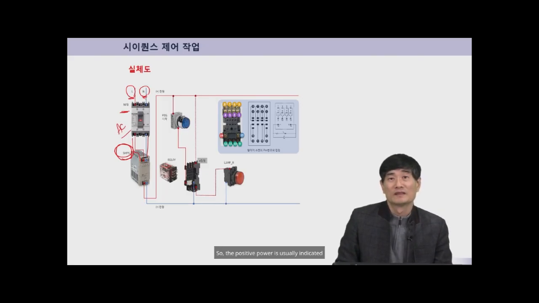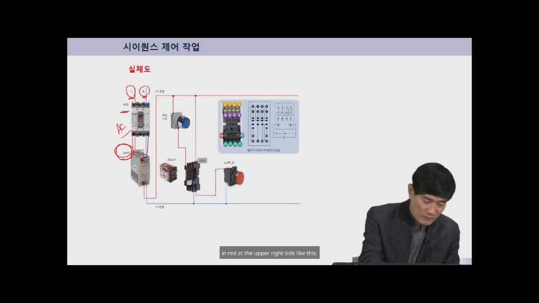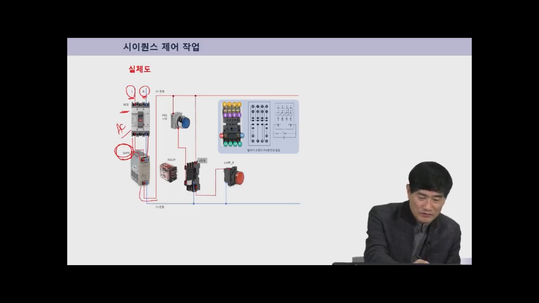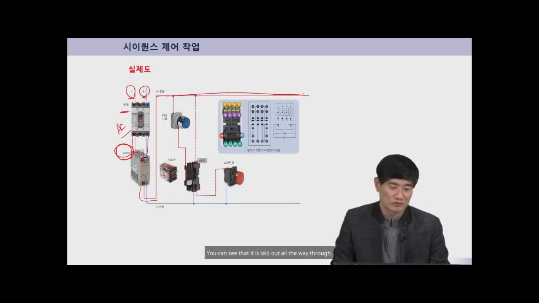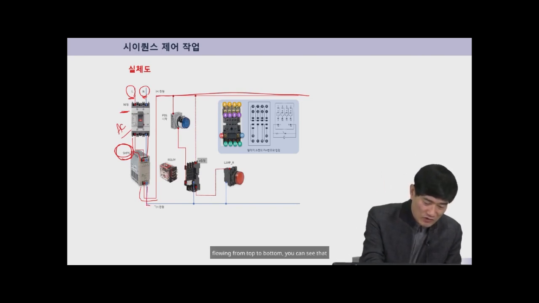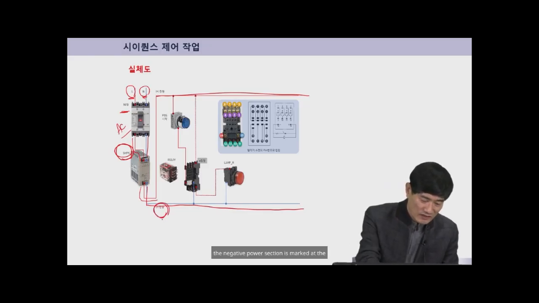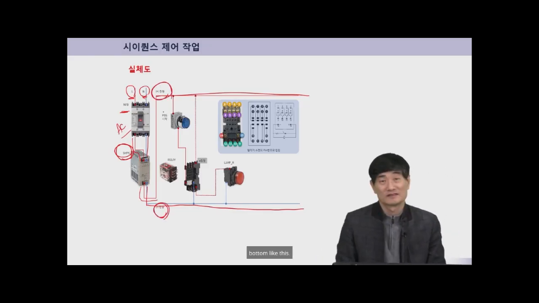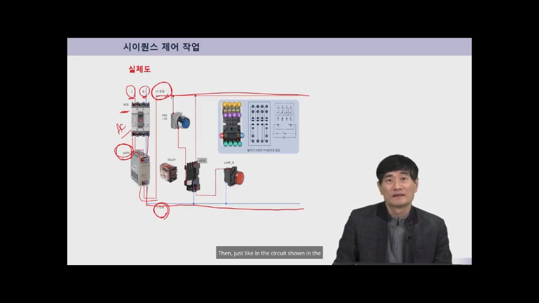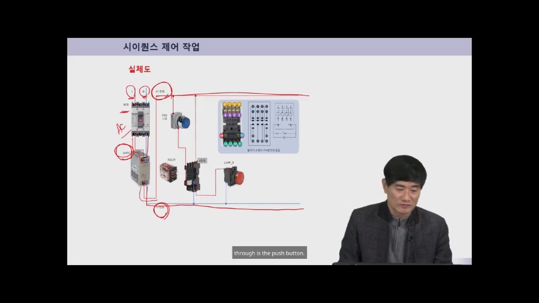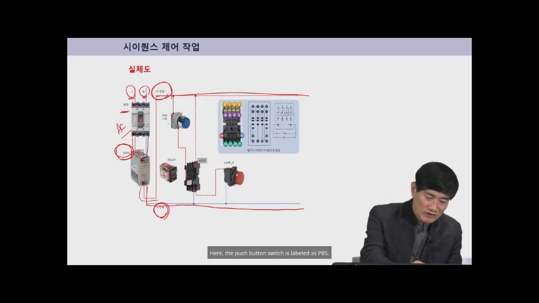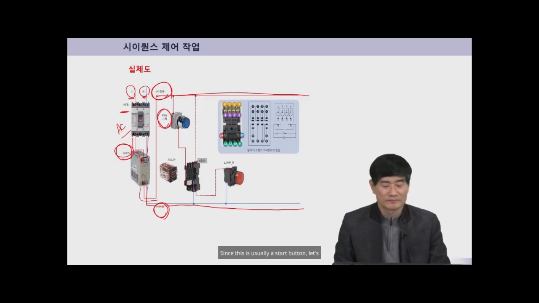So the positive power is usually indicated in red at the upper right side like this. You can see that it is laid out all the way through. Since the negative power is generally shown flowing from top to bottom, you can see that the negative power section is marked at the bottom like this. Then, just like in the circuit shown in the previous slide, the first thing it passes through is the push button. Here the push button switch is labeled as PBS.